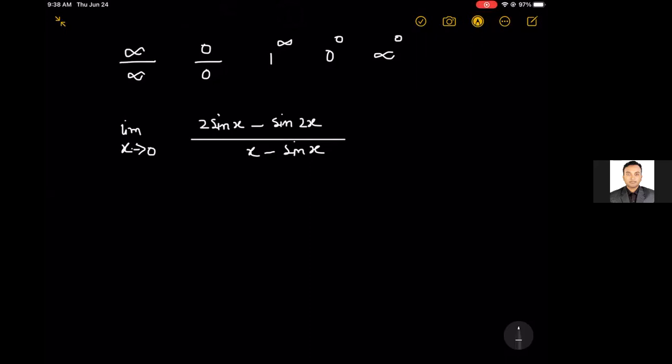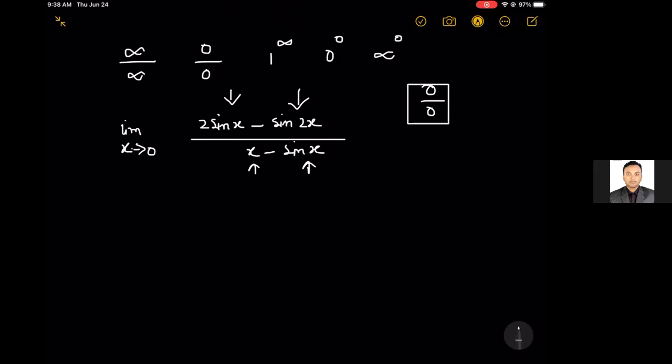Okay, first of all, let's see if we plug in 0, what happens. If we plug in 0, sine 0 is 0, sine 2 times 0 is still sine 0, which is 0, x is 0, and sine 0 is 0. So it's actually a 0 over 0 scenario. Do you agree when I say this?